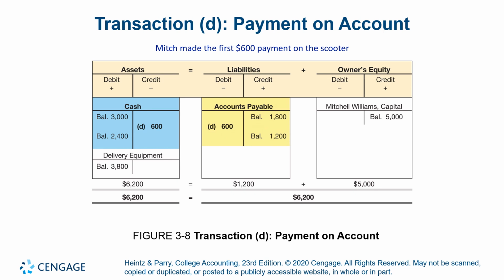In transaction D, Mitch decides it's time to make the first $600 payment on the scooter. Okay, so here's my $1,800 that I owed. I am going to subtract or debit $600 from that bill that I owe. So now I only owe them $1,200. Okay, I did pay in cash, so I have to come over to my asset of cash. And I had $3,000, I need to subtract $600 on the credit side over here, and now I have $2,400 left in cash.